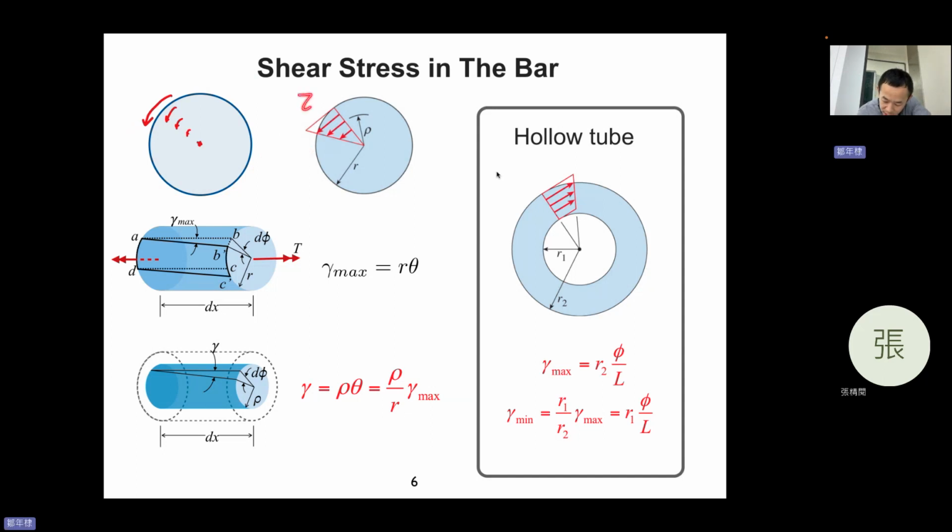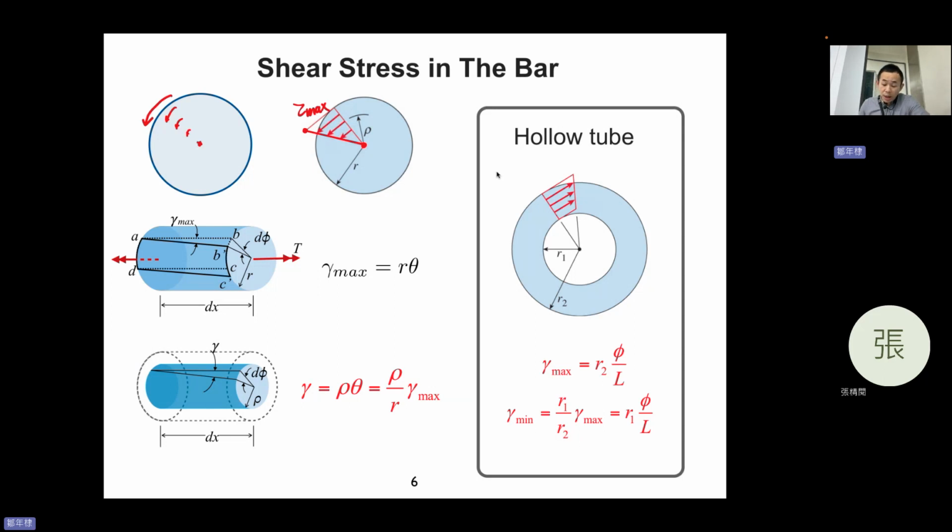So if you can accept this, you can think that this is tau max at the surface, and tau equals 0 at the center. So you start from here, tau max, and then gradually decrease to the center and become 0. So it must have a triangle shape. Your tau max is at the top, and then it gradually decreases into the center.